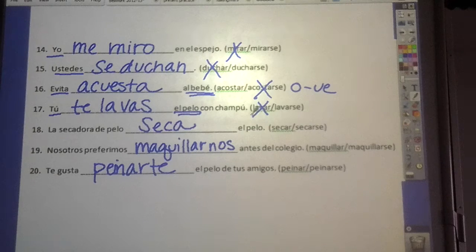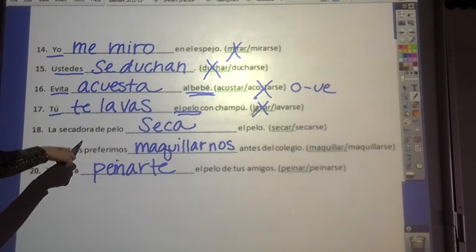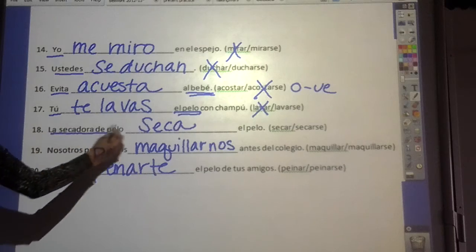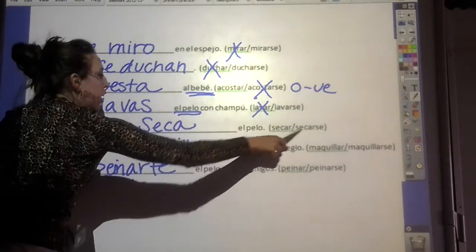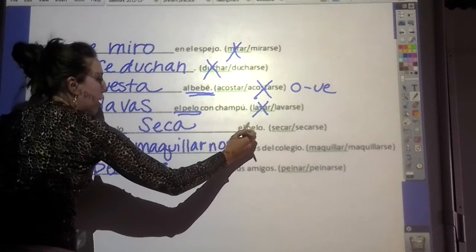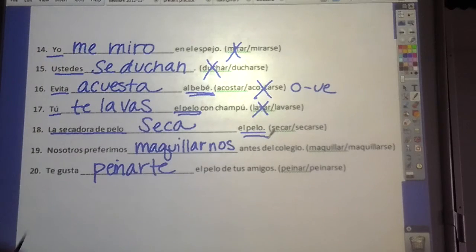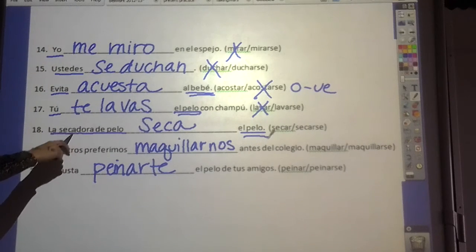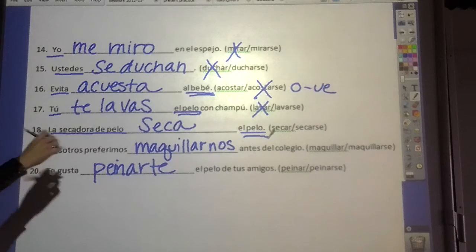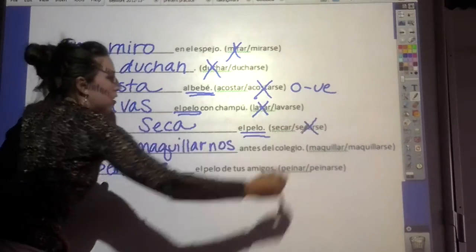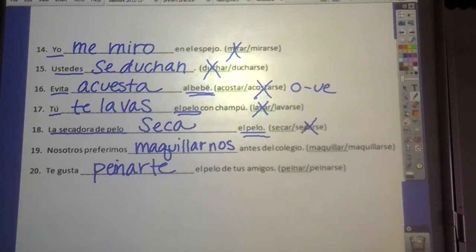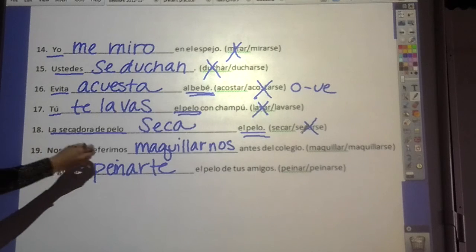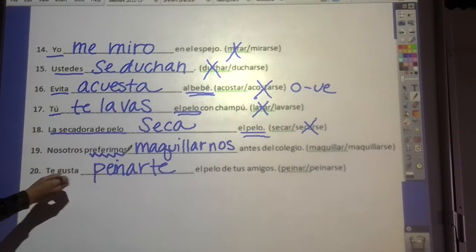18. La secadora de pelo. The hair dryer is doing the action. To dry, dries your hair. It is not happening to the hair dryer, so this one is not reflexive. Seca. 19 and 20 are difficult because we have an extra verb in here.